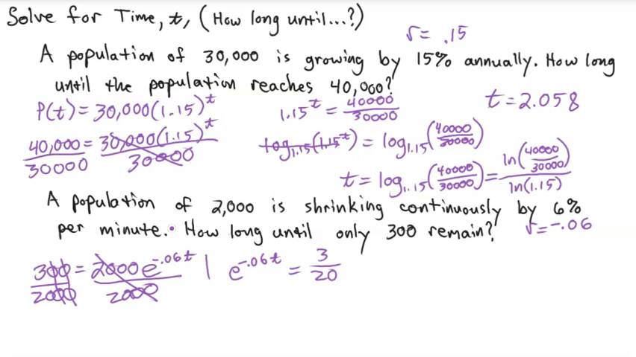Now to cancel the e, I'm going to do a natural log. Well, let's do a new line. Natural log of e to the power of negative 0.06 t is equal to the natural log of 3 over 20, okay?